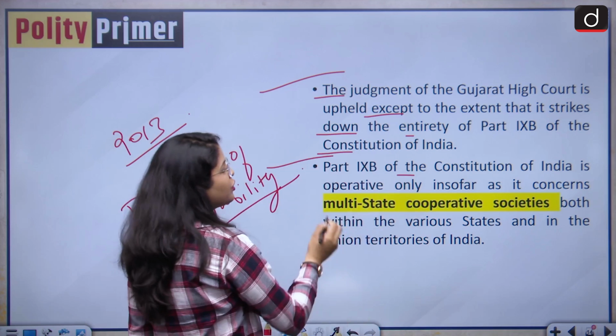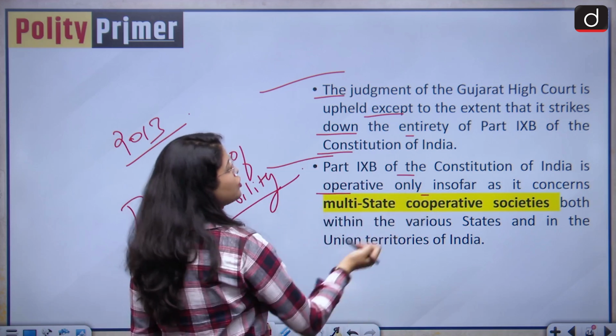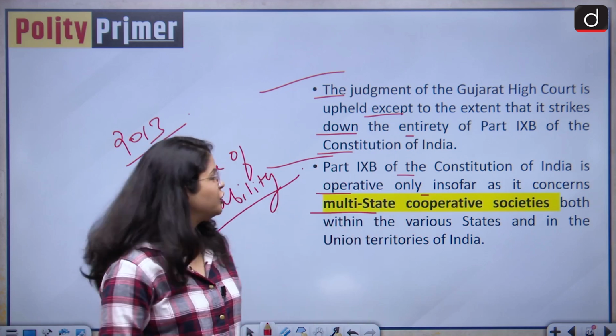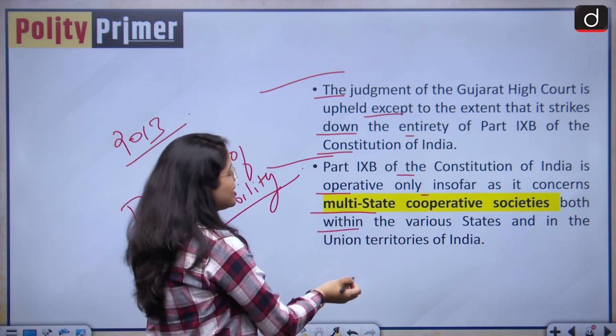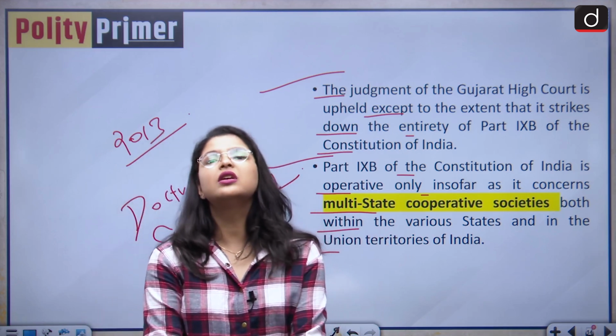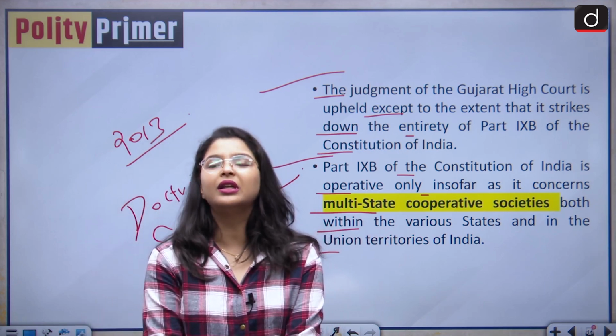Part 9B of the Indian Constitution is operative only insofar as it concerns the multi-state cooperative societies, as I have mentioned, both within the various states and in the union territories of India. So this was the judgment of the Honorable Supreme Court in this case.